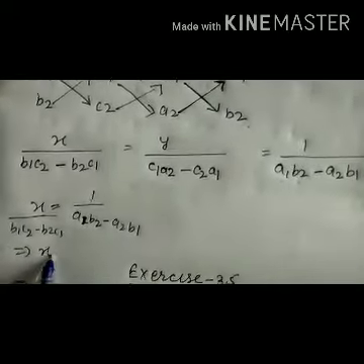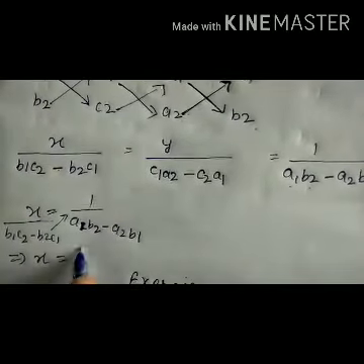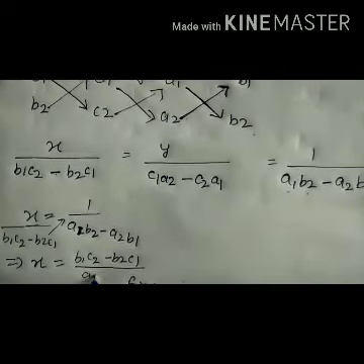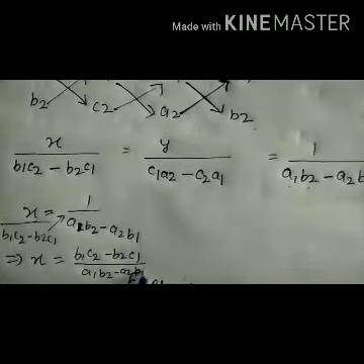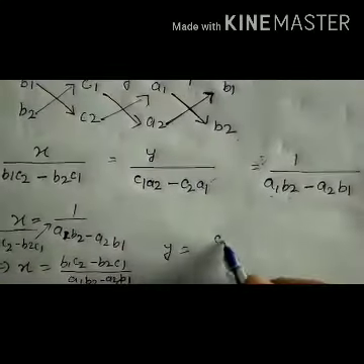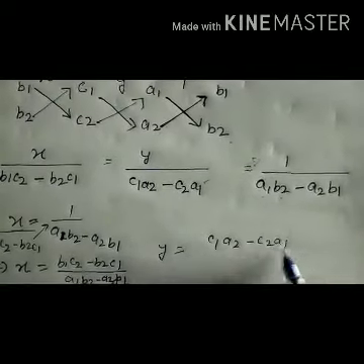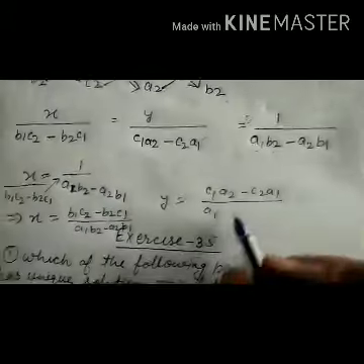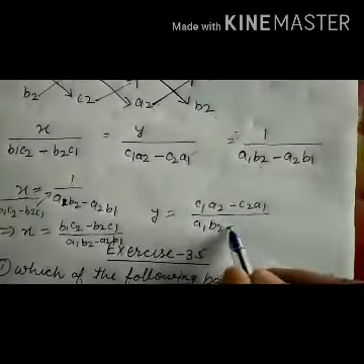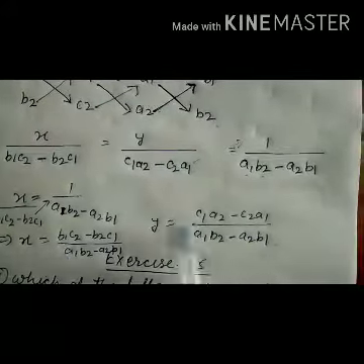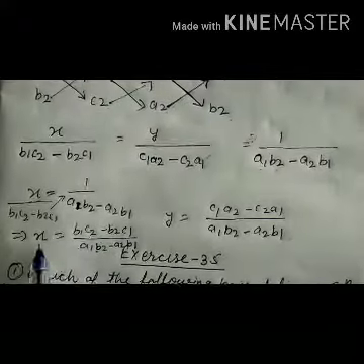This implies that the value of x is b1, c2 minus b2, c1 upon a1, b2 minus a2, b1. Similarly, y is equal to c1, a2 minus c2, a1 upon a1, b2 minus a2, b1. From calculating these values we can find the solution, the values of x and y.